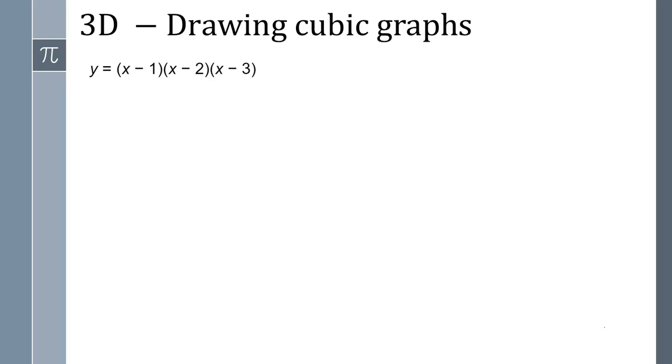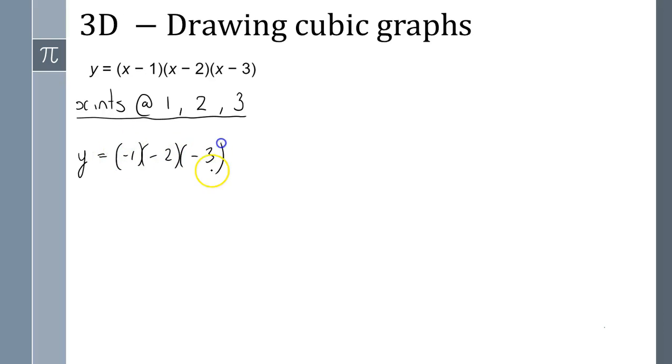So the first thing I'm going to find, because it's nice and easy, are my x-intercepts. Okay, and because it's already factorized, I know they're at 1, 2, and 3. Okay, the next one I'm going to do, I'm just going to underline that, make it really clear so it stands out from all my other working that's about to happen. My y-intercepts occur when x equals 0. So it's going to be negative 1 times negative 2 times negative 3. Okay, so y-intercept is at negative 6.